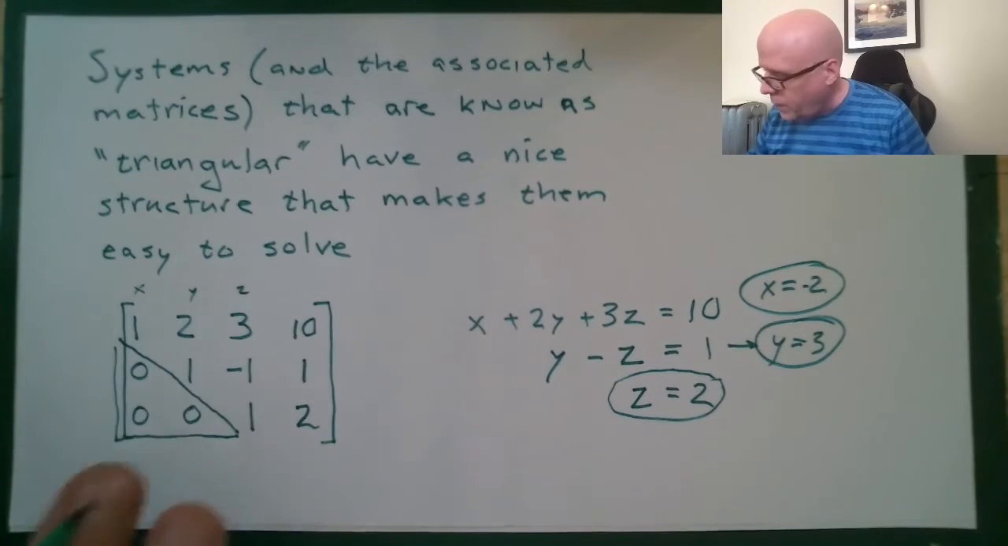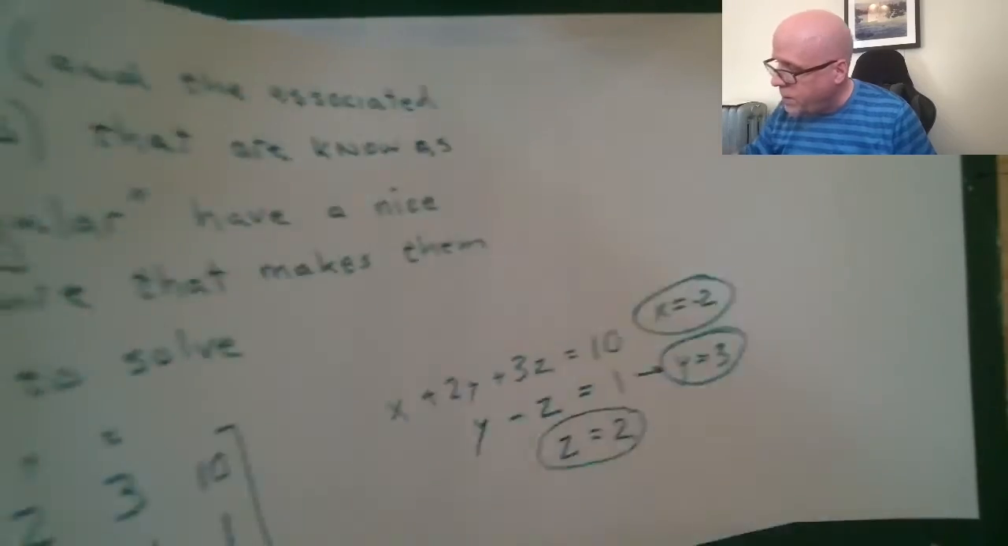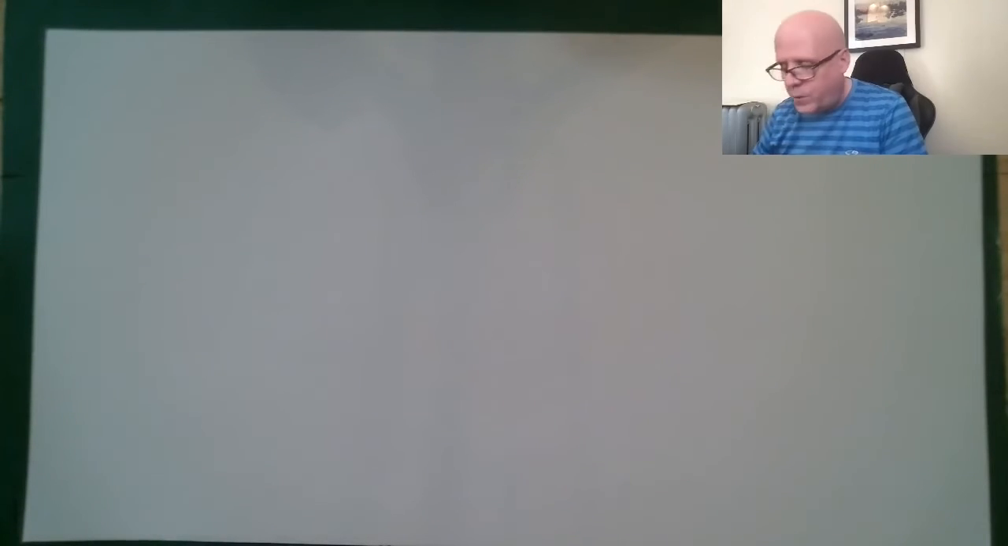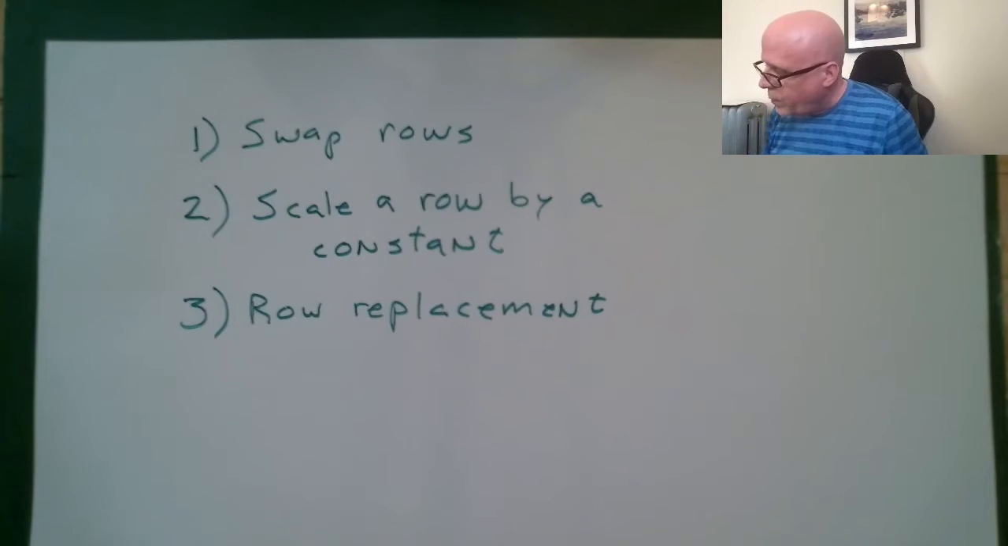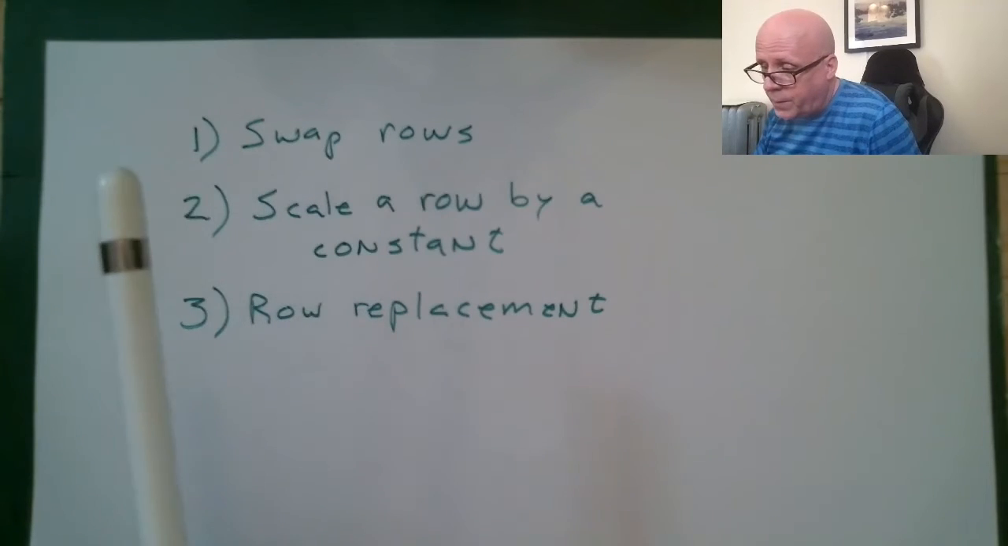Okay, where do we go next? I guess we better start talking about the method. So there are basically 3 operations that you can do to a matrix. I'm going to write them down. There they are. You can, first of all, swap any rows that you like.